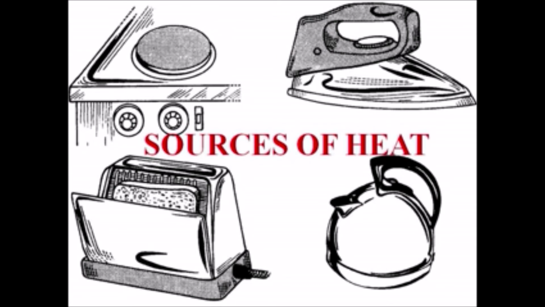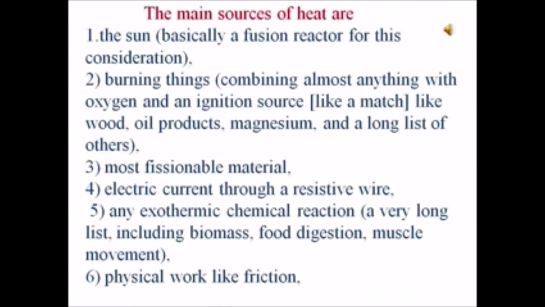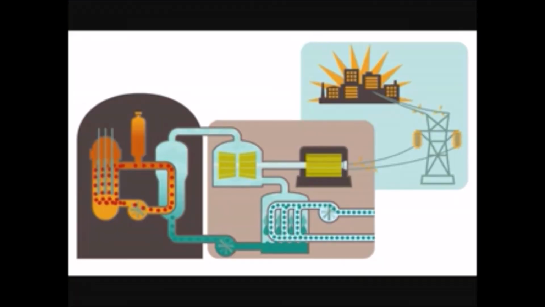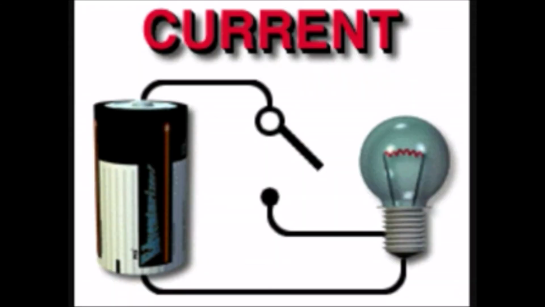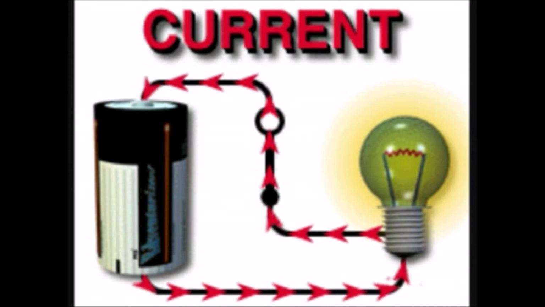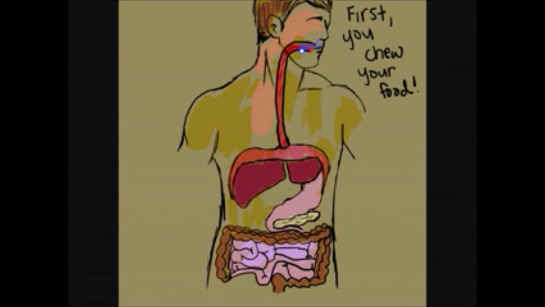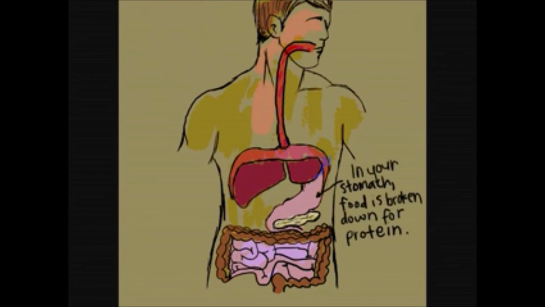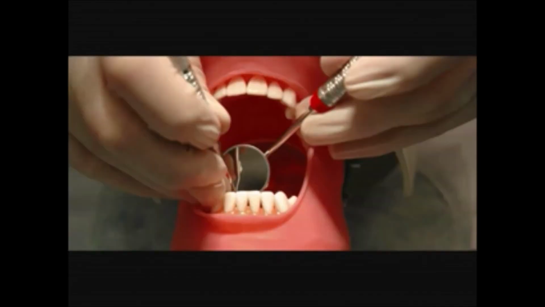Sources of heat. The main sources of heat are the sun, basically a fusion reactor. Burning things, combining almost anything with oxygen, and ignition sources like a match, wood, oil products, magnesium, and a long list of others. Most fissionable materials, electric current through a resistive wire, any exothermic chemical reaction, a very long list including biomass, food digestion, muscle movement, and physical work like friction.